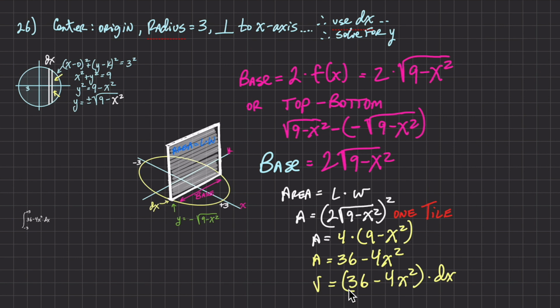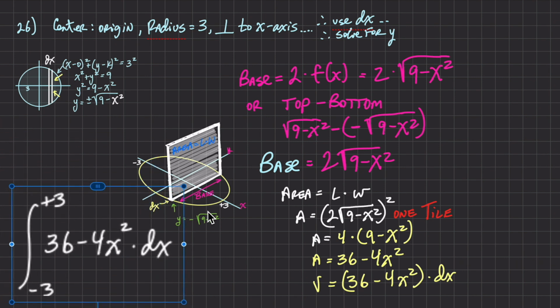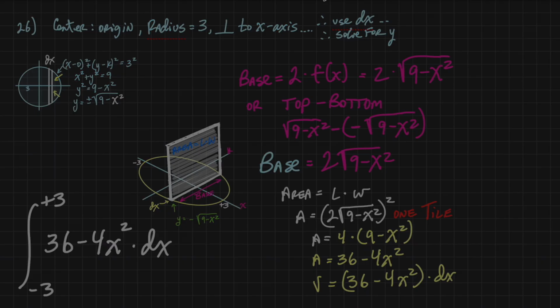So the volume of one tile is going to be the area of that face times the width, which is dx. And when we do our integral to get the volume to sum it up, we're going to go from x value of -3 to x value of +3. Again, that value matches whatever the d is. We have dx, that's an x, and we have x's inside the integrand.